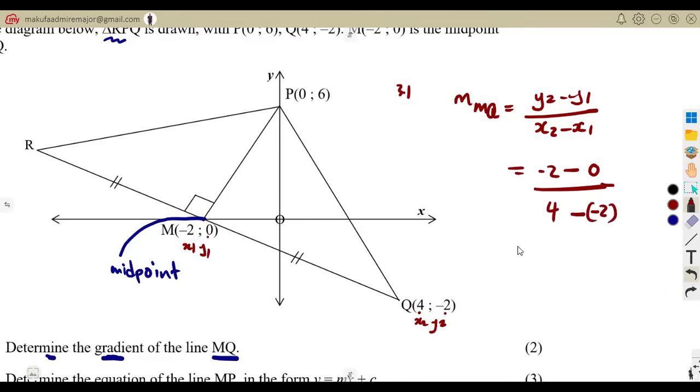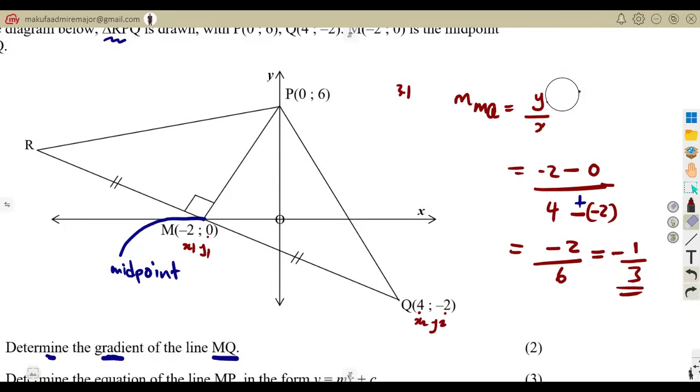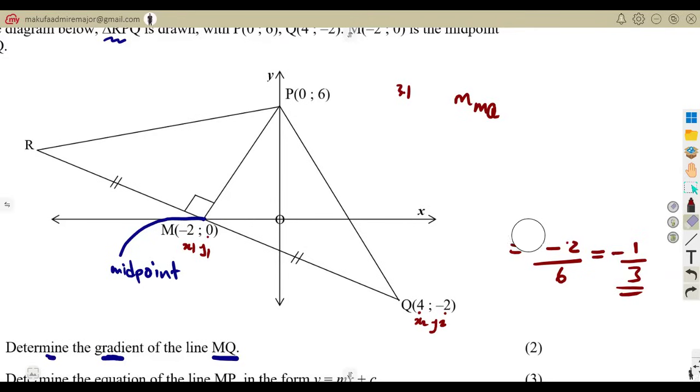So that was going to give us minus 2 minus 0, that's minus 2, over 4 plus 2, which is 6. So this was going to give us minus a third. Or from here, you can just use your calculator. So that's the gradient of the line MQ. It was going to give us minus a third, just in case we might need this value. Let's see another question.